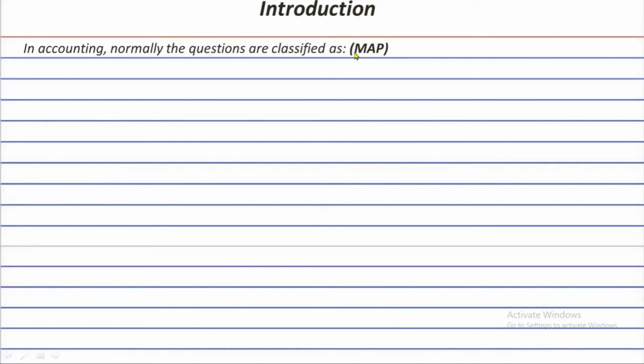M is for measurement related questions. A is for accounting or recording related questions. And P is for presentation related questions. So in the future, if you are going to answer questions or study questions related to financial accounting and reporting, remember that the possible questions are most probably classified as the MAP. Now it's time to elaborate. Let's start with the measurement related questions.